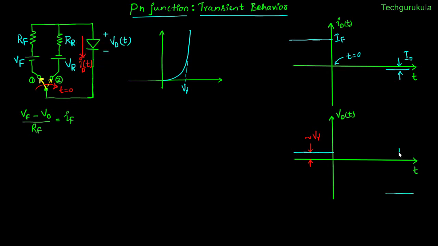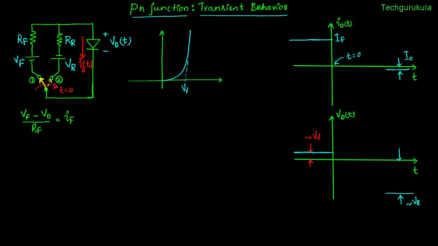So in steady state, this magnitude would be approximately VR. We have drawn current flowing through the diode in steady state and voltage across the diode in steady state. But when we change the switch from position 1 to position 2, immediately and for some time, there is a transition region over which we want to understand how the diode behaves. And that is called the transient behavior of the diode.